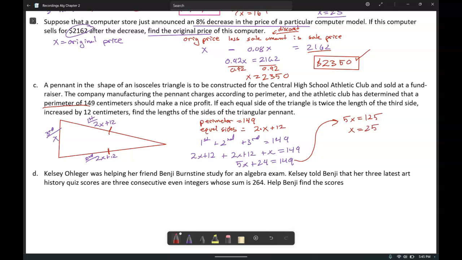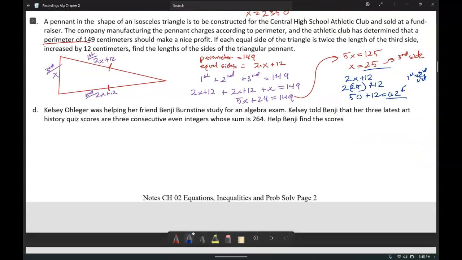So x gives us the length of the third side, and then to get the equal sides, we need to go back and plug into our original expression, 2x plus 12. We're going to multiply the third side by 2, that is 25, and add 12. So that gives us 50 plus 12, which is 62. So the first and second sides measure 62 inches, and our third side measures 25 inches.